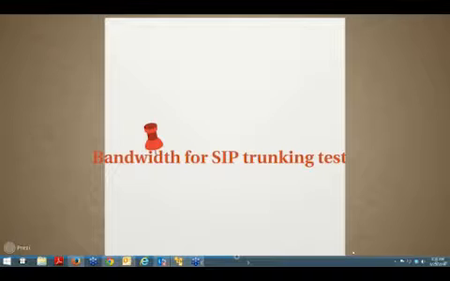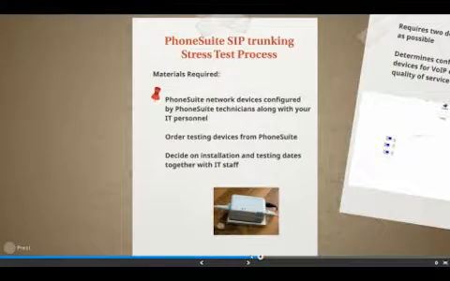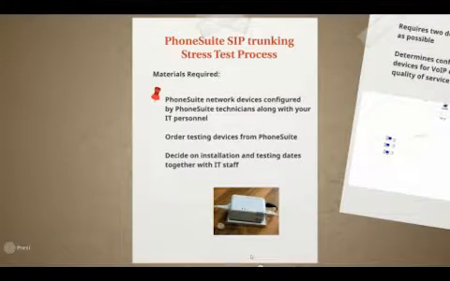At this point then, I'm going to take you through this test and show you what exactly is involved with it. This is a tool then for you to use to find out whether your system is SIP trunk capable at this point. So, the SIP trunking stress test process, you see the little device there. That is a device we literally ship to you.